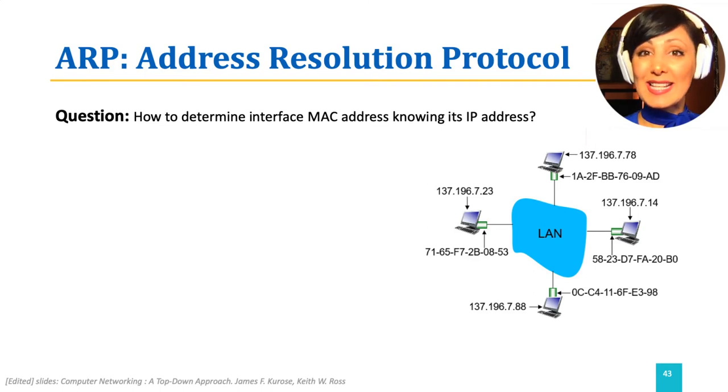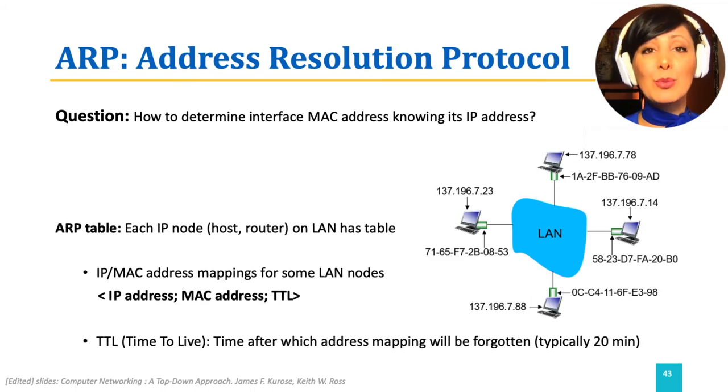Now the question is, how do we find out the MAC address of a device if we do know its IP address? This is performed using ARP, short for Address Resolution Protocol. Each node with an IP address, whether it's a host or a router, has a table to map between the IP and MAC addresses. This table is called ARP table.